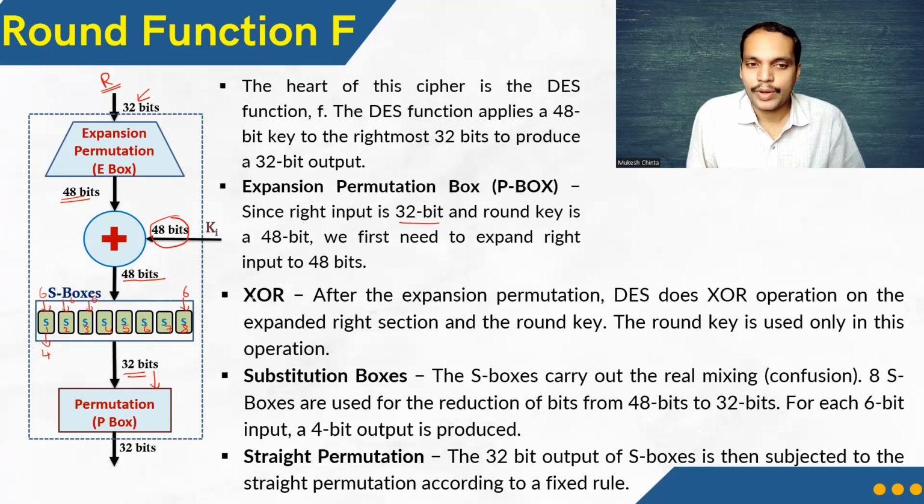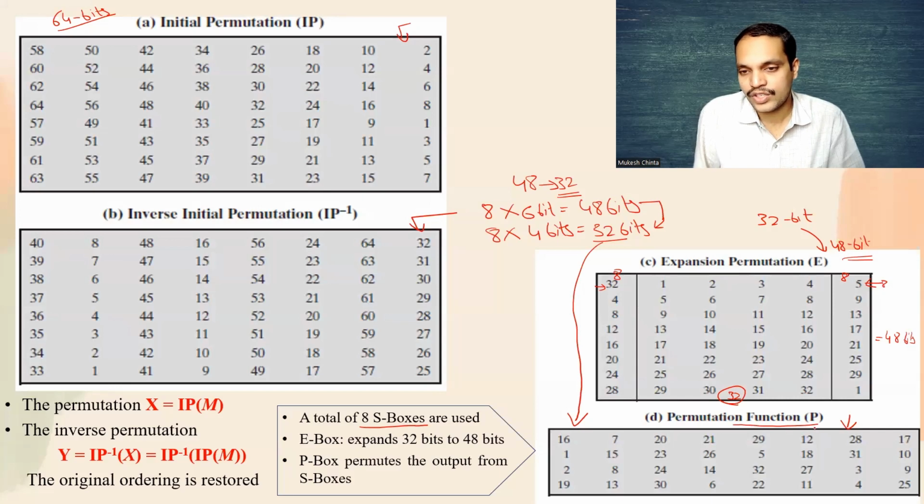And then followed by the exclusive OR operation with the round key, which is 48 bits in length. Then you follow it up with the S boxes. Each S box takes a 6-bit input and produces a 4-bit output. I will show you how it is being done also. And then followed by the permutation function, which will rearrange these 32 bits in this particular order. The particular order in which the 32 bits are arranged is given here.